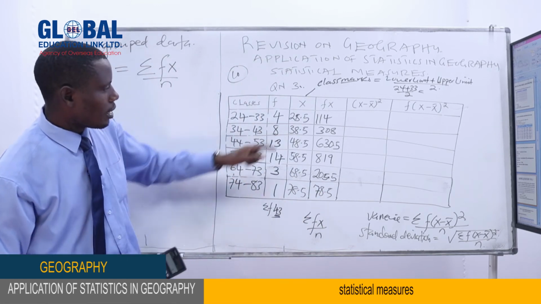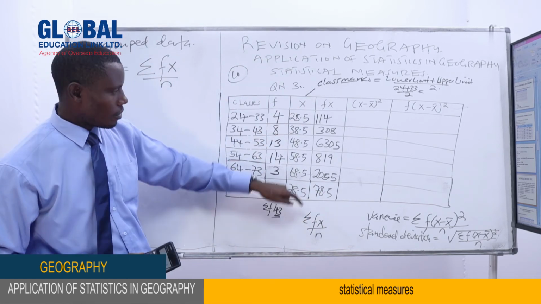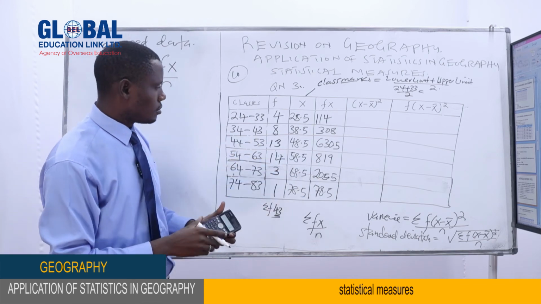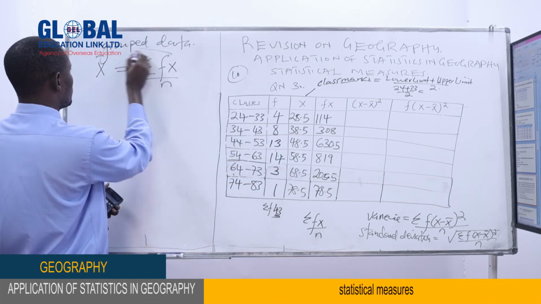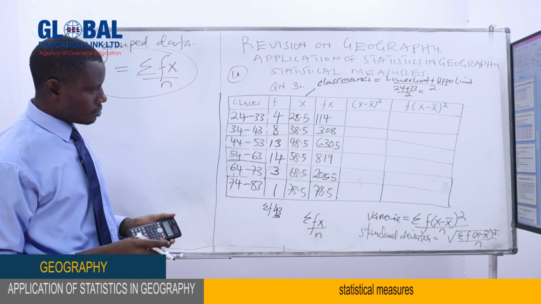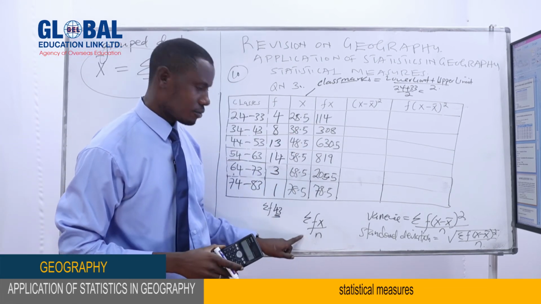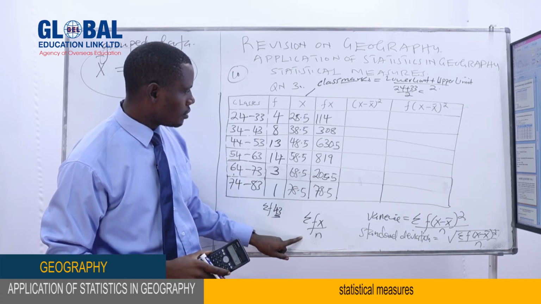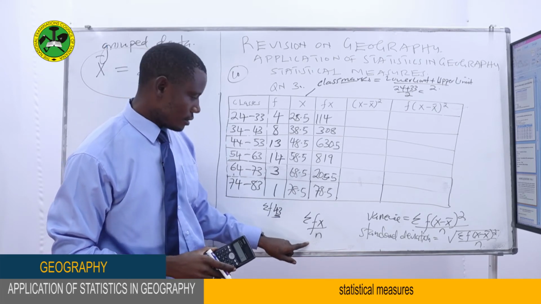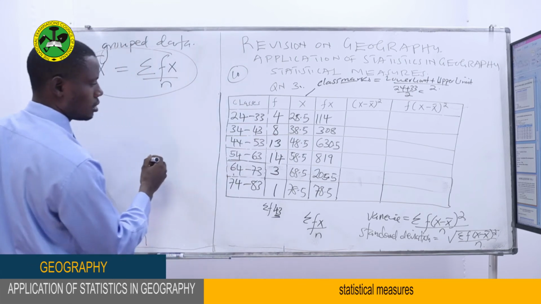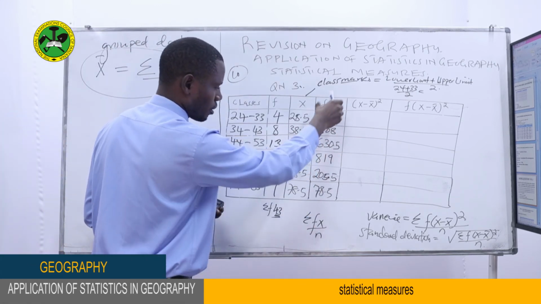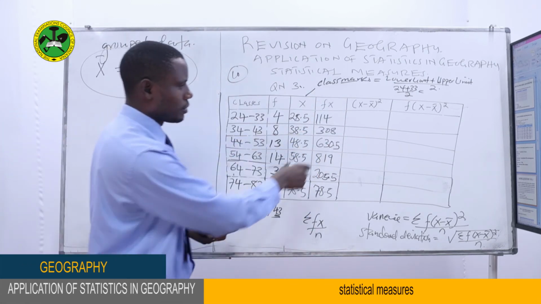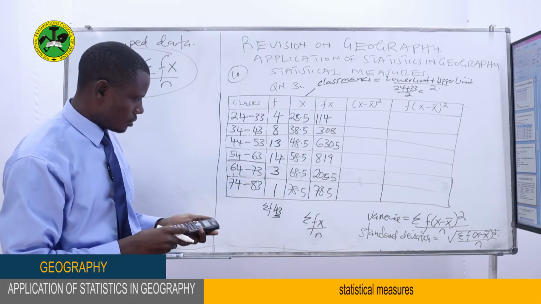So we have done with the FX column, and when we are done with the FX column, we should recall that we are supposed to find the what? The mean. So how do we find the mean for that particular column? We have given the formula over there. It's the summation of Fx, then we divide by n. So for that case, we have to find the total of that particular column.